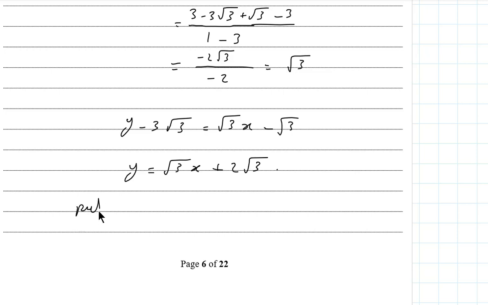Right? Now, if we put y = 0, we will find that √3x = -2√3, which can be simplified by dividing by √3 to show that x is equal to -2, as the question said.